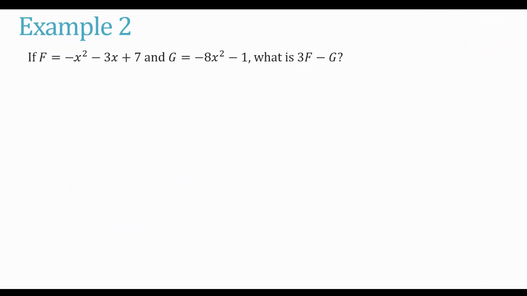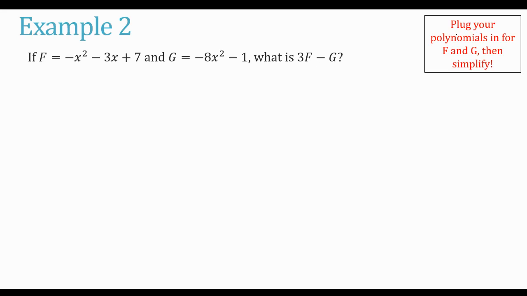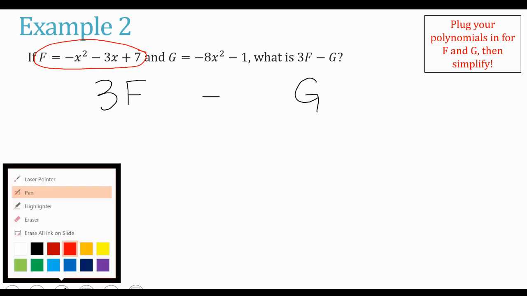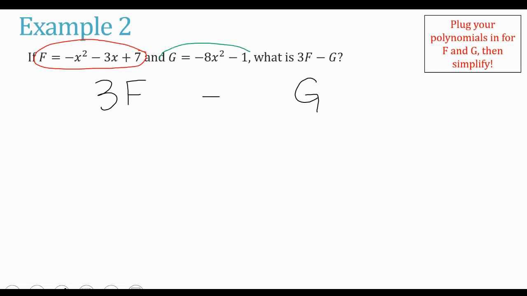If f equals negative x squared minus 3x plus 7, and g equals negative 8x squared minus 1, what is 3f minus g? So same thing, we're going to plug our polynomials in for f and g and then simplify. So I'm going to just, like I did before, write this a little bit bigger. And now we know that f, I'm going to substitute that in red. And then g, I'm going to substitute in green.